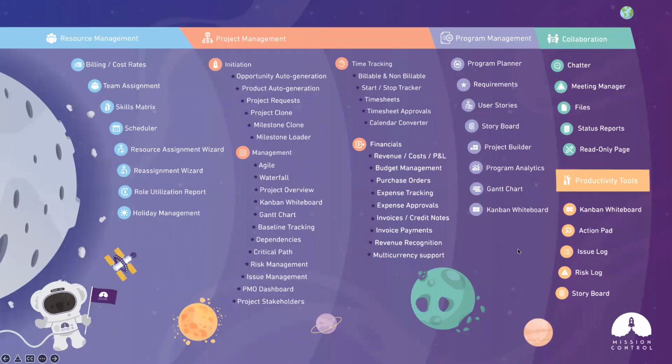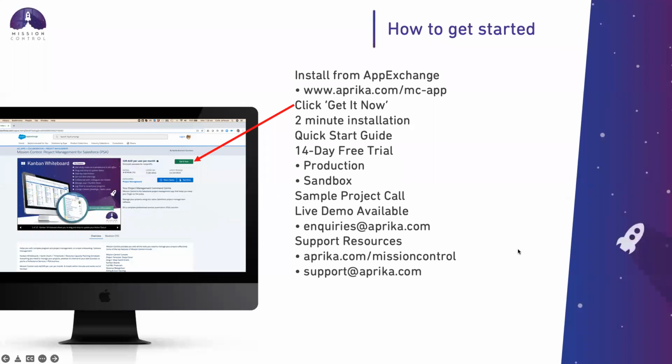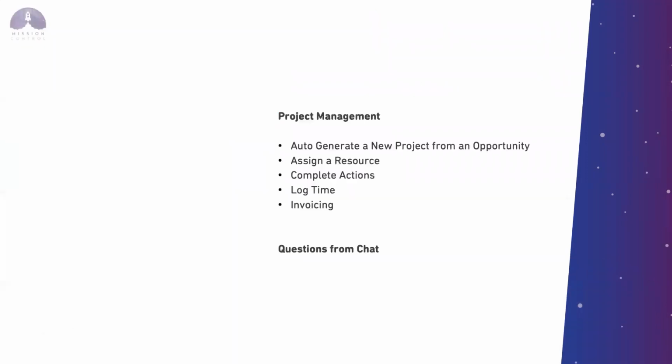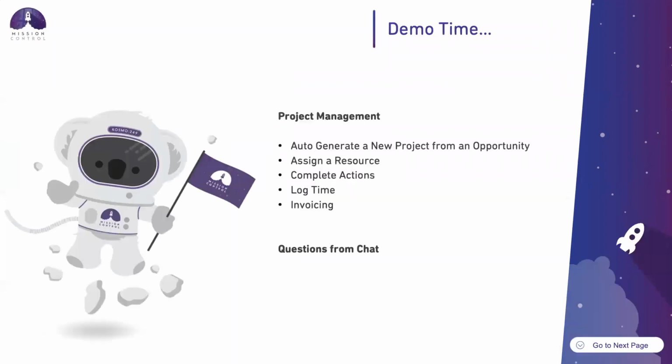All right, so let's keep going. Actually, let's go ahead and we will jump in. I'll come back to this particular slide, but let's go ahead and jump into the demo time piece of it. So today, what we'll be covering underneath our project management is how we can auto-generate a project from an opportunity. Then we'll assign a resource. I'll show you a couple of ways to do that.